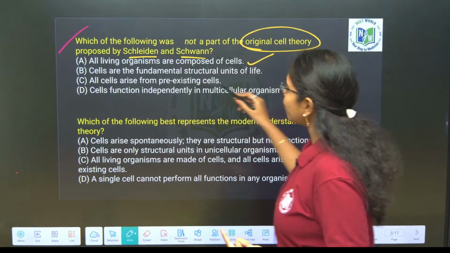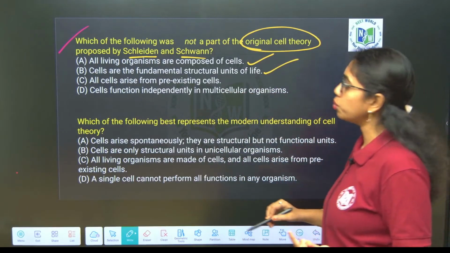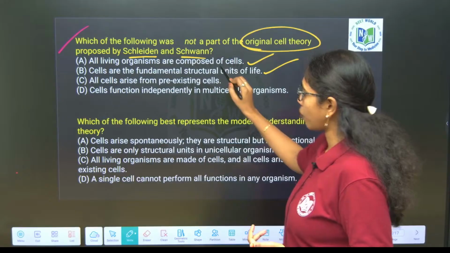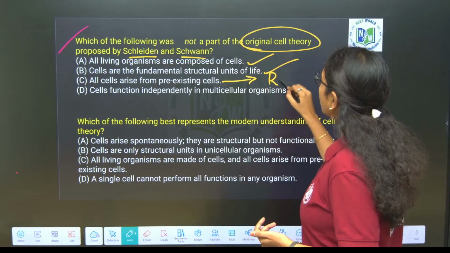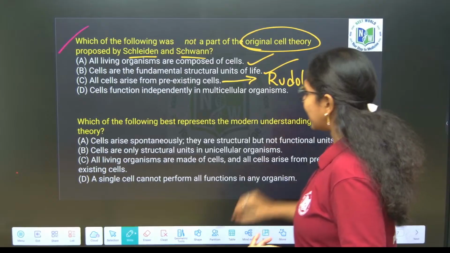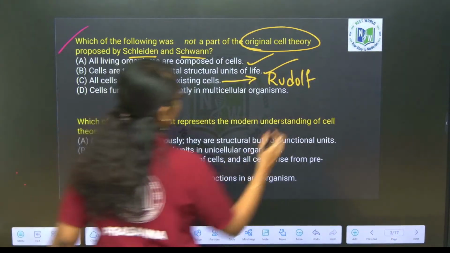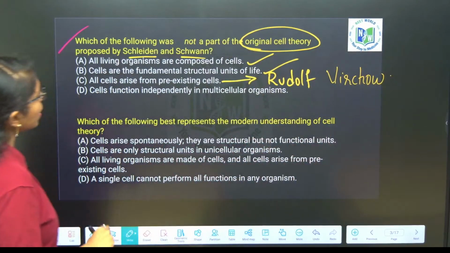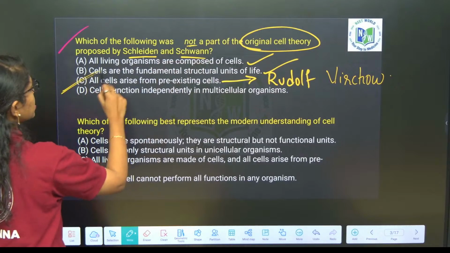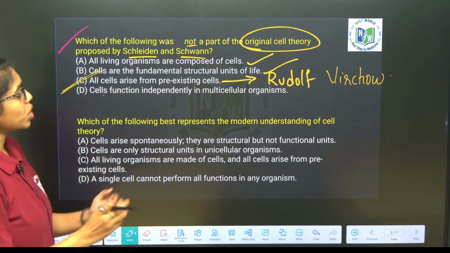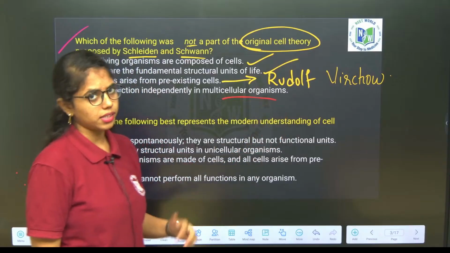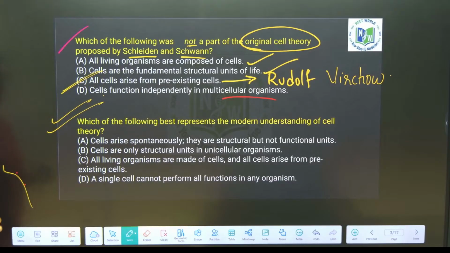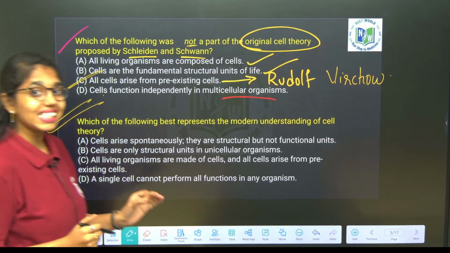Cells are the fundamental structural units of life. True. All cells arise from pre-existing cells. This is not proposed by Schleiden and Schwann. This is said by Rudolf Virchow in his modern cell theory. Okay, Rudolf Virchow in his modern cell theory. Clear, right, ma? So here what will be the answer which is not a part of original cell theory? Option C. And D, if you see, cells function independently in multicellular organisms. Yes, that is correct.